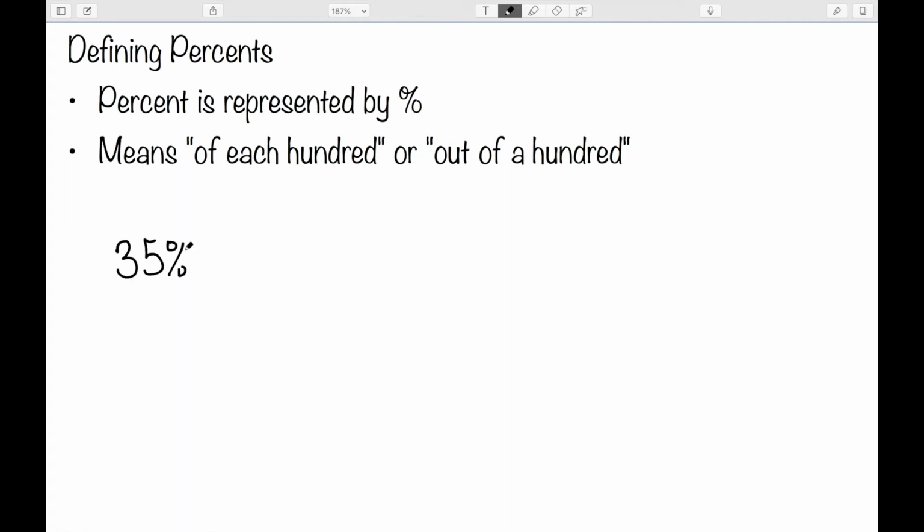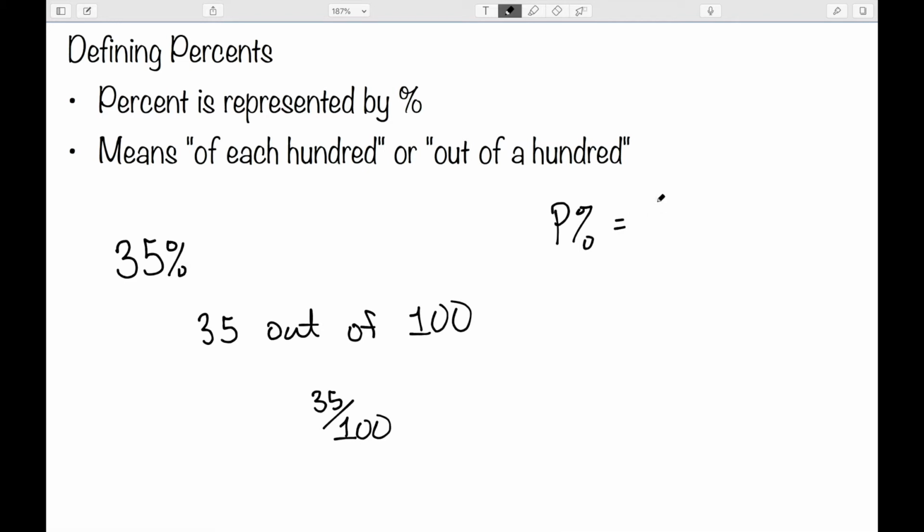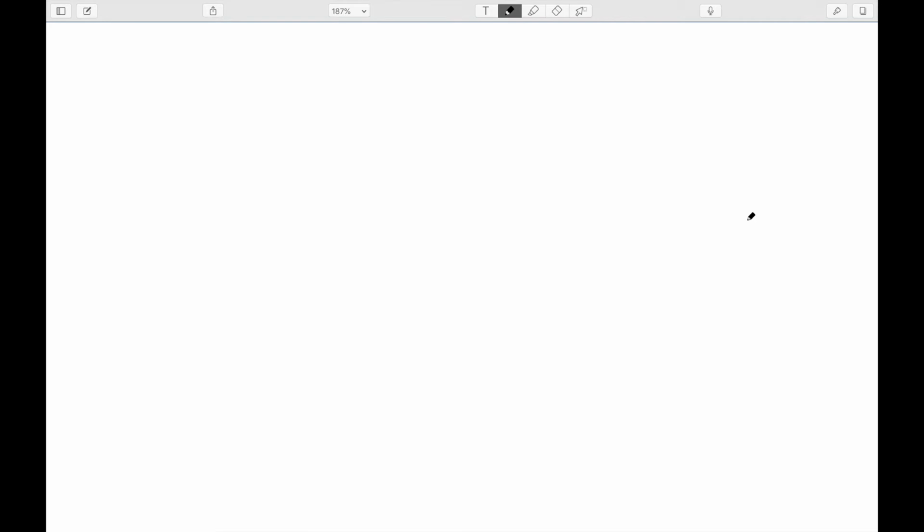So if I have something like 35%, what this means is 35 out of 100, or 35 over 100. In general, if you have p%, that's going to be the same thing as p over 100. As we're working with percentages, we can apply the definition of a fraction.